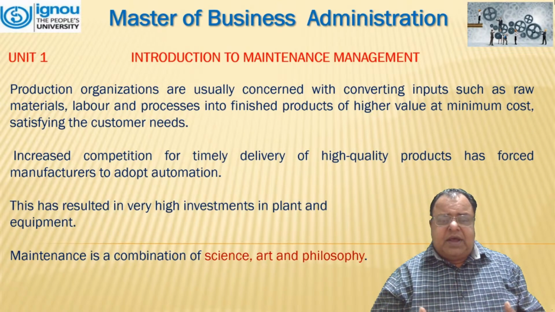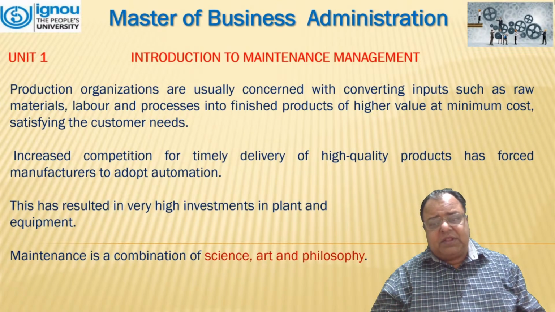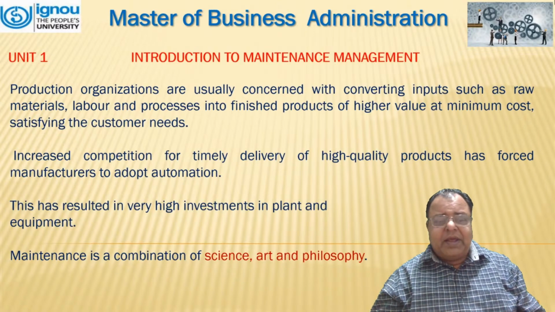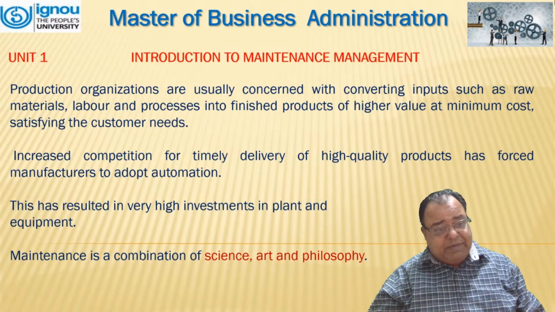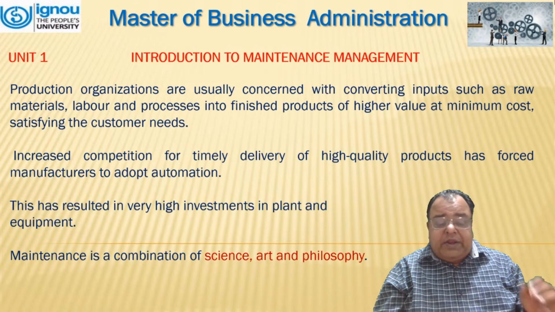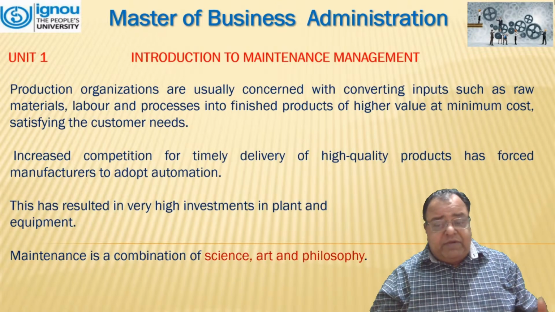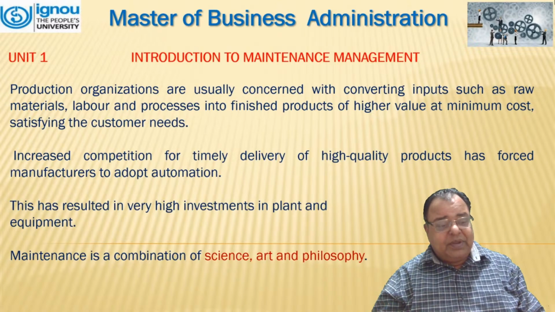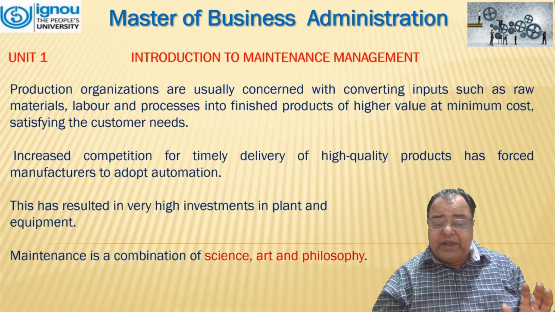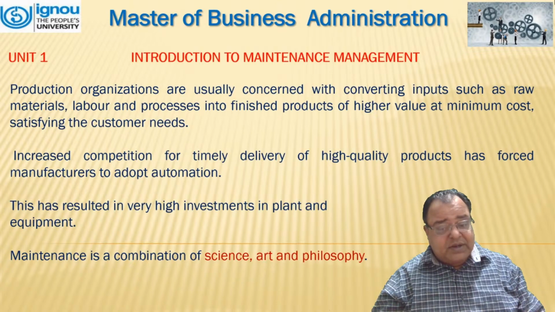Production organizations are usually concerned with converting inputs such as raw material, labor, and processes into finished products of higher value at minimum cost, satisfying the customer's need. Increased competition for timely delivery of high quality products has forced manufacturers to adopt automation. This has resulted in very high investments in plants and equipment.